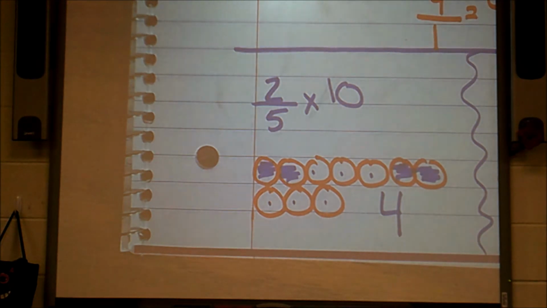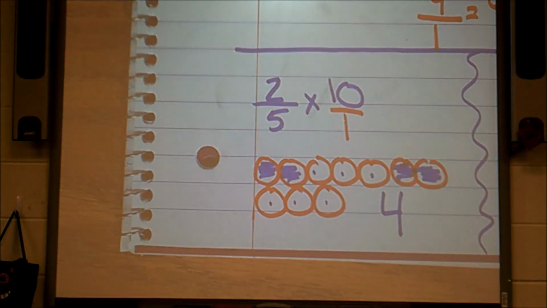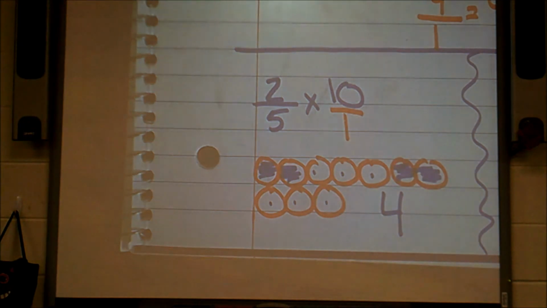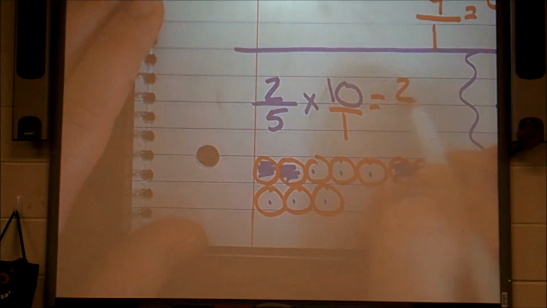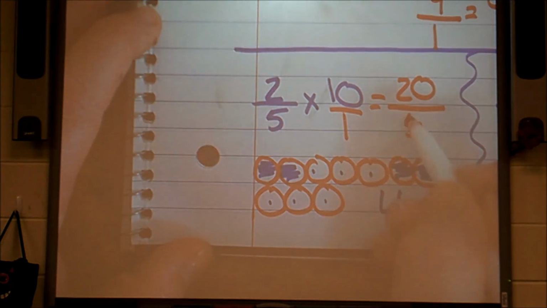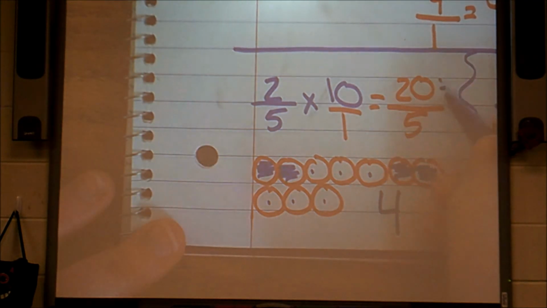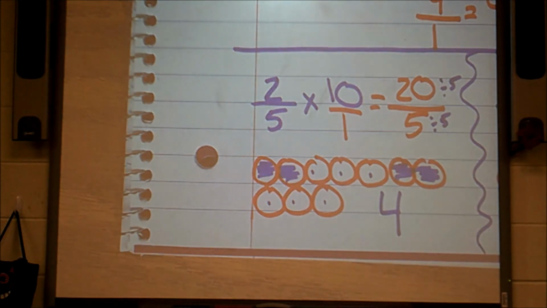Let's double check that. I can put my whole number over 1 and then multiply numerator times numerator and denominator times denominator. And when I simplify 20 over 5, I get an answer of 4 because both sides can be divided evenly by 5. And 20 divided by 5 is 4, and 5 divided by 5 is 1.